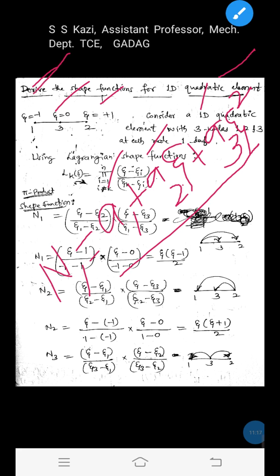For the first condition, n1 is 1 at node 1 and zeta is minus 1. If you substitute n1 is 1 and zeta is minus 1, you will get one equation. At node 2, zeta is plus 1 and n1 is 0, and if you substitute into this equation, you will get the second equation. And at node 3, zeta is 0 and n1 is 0. If you substitute into this equation, you will get the third equation. All those 3 equations you solve for a1, a2, a3 and substitute back into this equation, and you will get n1.